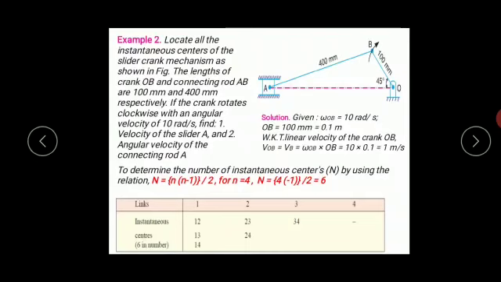Once the data is written, we can find the number of instantaneous centers. The number of links is 4 here: 1 is fixed, 2, 3, and the slider as 4. So the number of instantaneous centers turns out to be 6 with respect to this formula, capital N equal to n into n minus 1 divided by 2. The total number of instantaneous centers is 6.